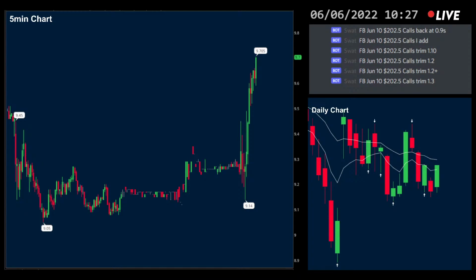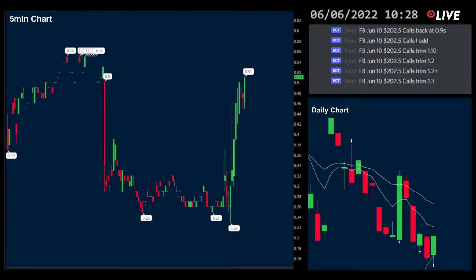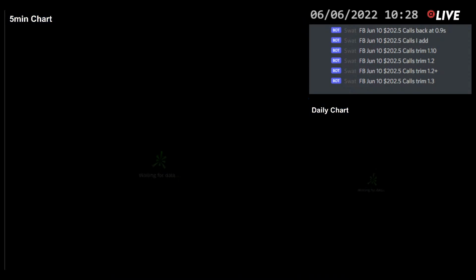Wood keeps going, new highs on the day. So we got the calls on Wood 950. We got them at 30 cents, right now they are at 50. Nice move on Wood, guys.